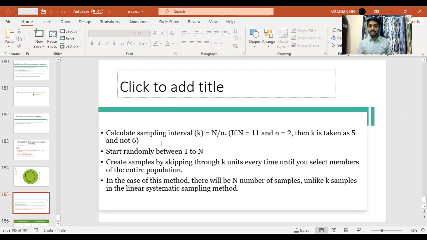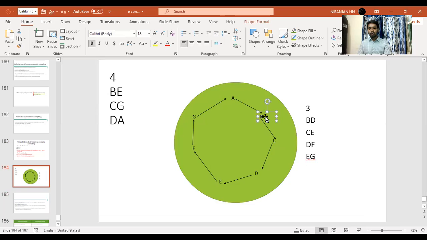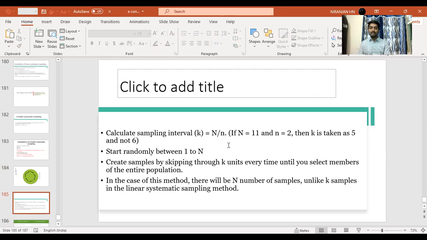So calculating sampling interval k equals N divided by n. If N equals 11 and n equals 2, then k is 5. Okay, k is 5, not 6, because 11 by 2 is 5.5. We'll choose 5, not 6. Start randomly between 1 to k. We are going to choose randomly like 1, 2, 3, 4, 5, 6. A and F will be our sample.